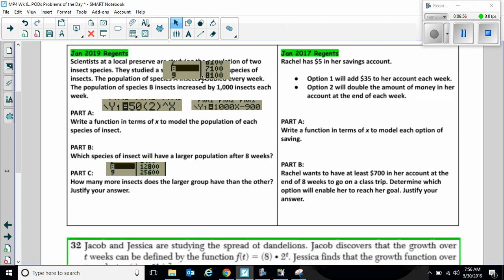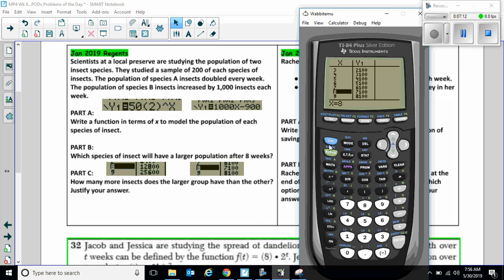At home, as you look at this, it's not that you will know all of this ahead of time, it's about practice. The more you practice, the more comfortable you're going to be with the calculator.